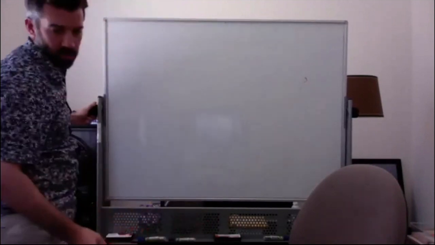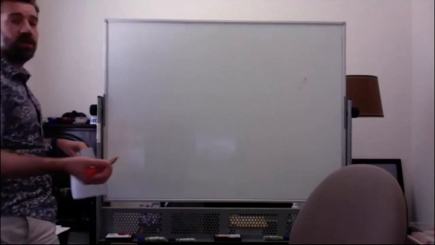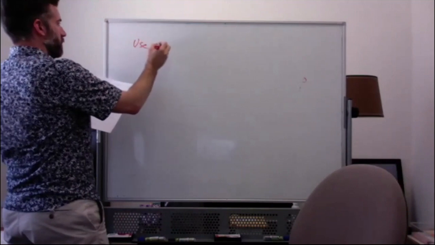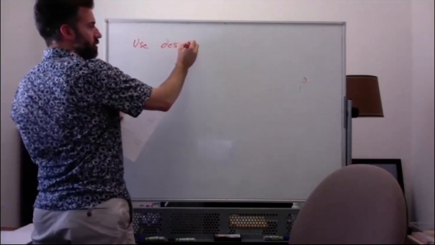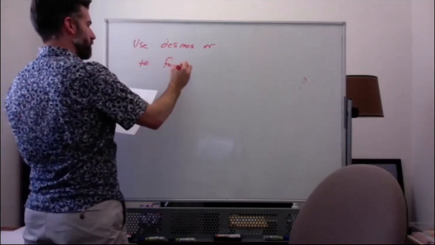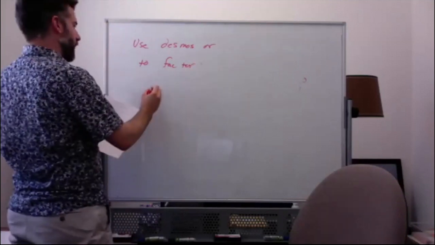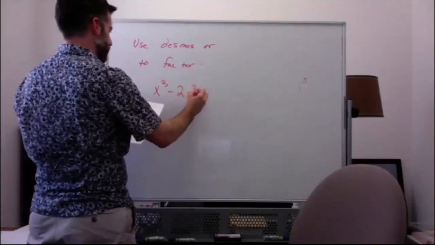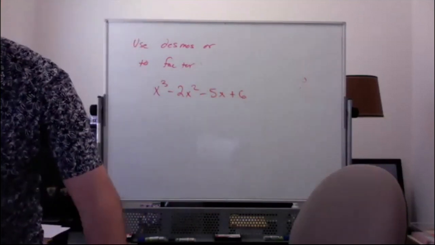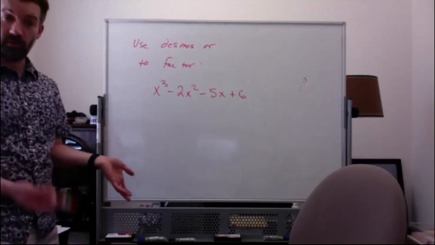So here's a question I could write on your homework that I haven't written yet. Use Desmos or some tool, whatever, to factor, not solve, just factor, the polynomial x cubed minus 2x squared minus 5x plus 6. What I want to point out first and foremost is this does not factor by grouping.